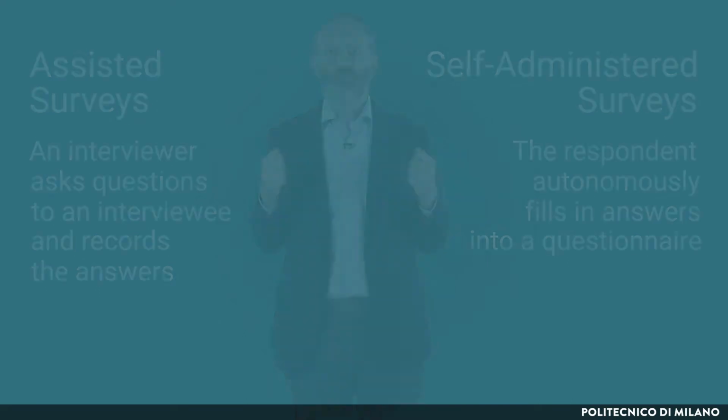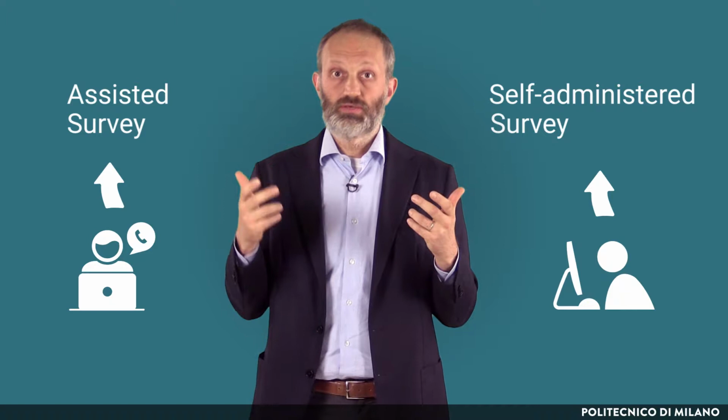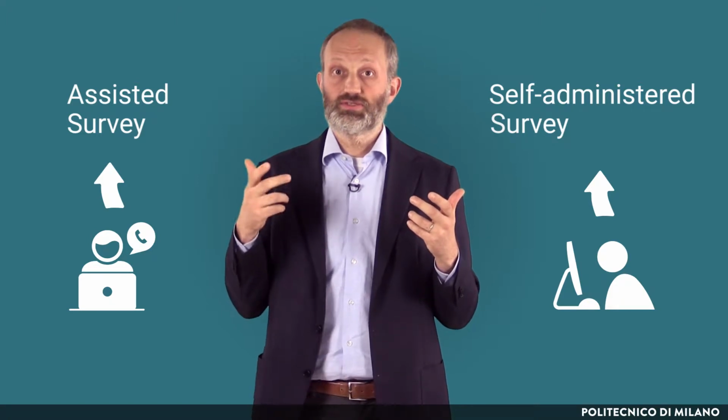For example, submitting an online questionnaire is a form of self-administered survey, because the respondent is autonomous in reading questions and answering. A telephone interview, instead, is an assisted survey, because the interviewer asks questions and then records the answer.